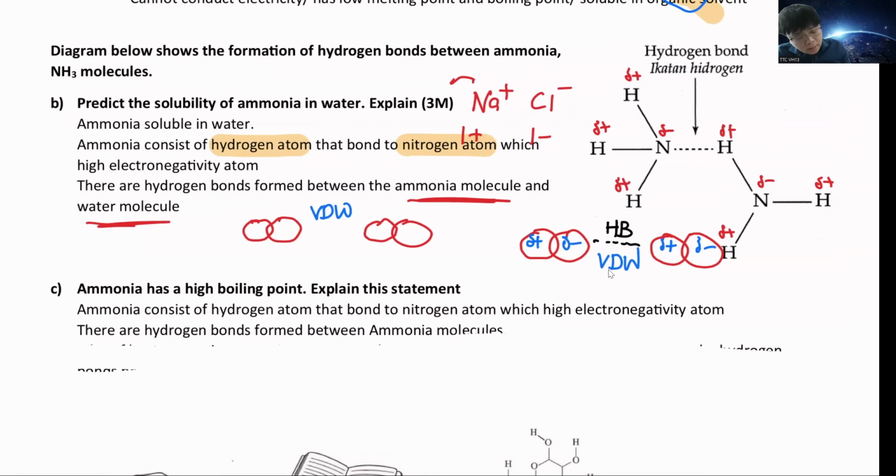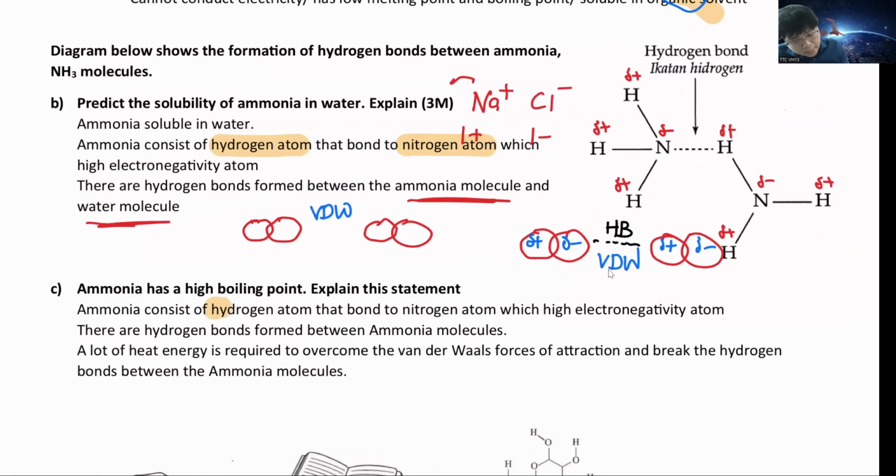So you mentioned this one. Ammonia has hydrogen connected to nitrogen, so you must tell me why ammonia qualifies as hydrogen bond. There is a hydrogen bond between the molecules. Then a lot of energy is needed to overcome the van der Waals force and also to break the hydrogen bond. You need to mention this because they're very strict here. Bond must break, then forces you overcome. These are the keywords that you need to remember.